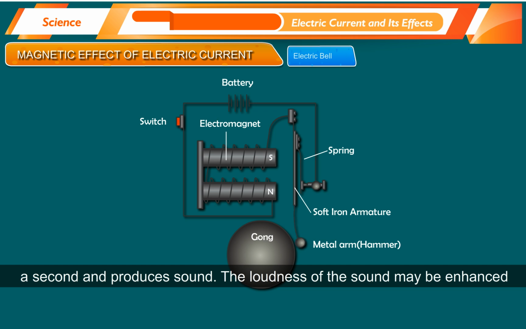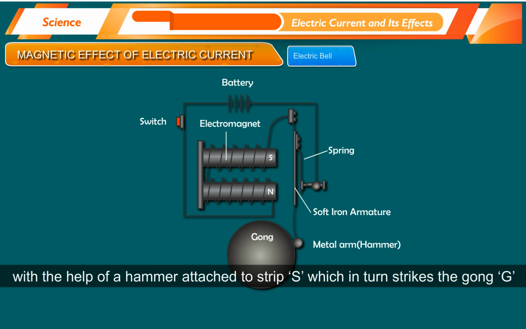The loudness of the sound may be enhanced with the help of a hammer attached to strip S, which in turn strikes the gong G.